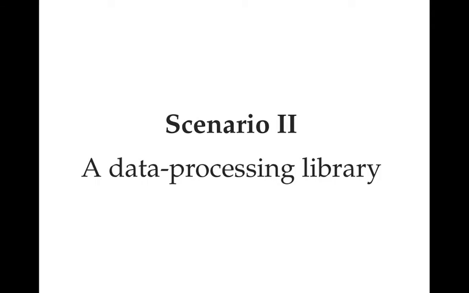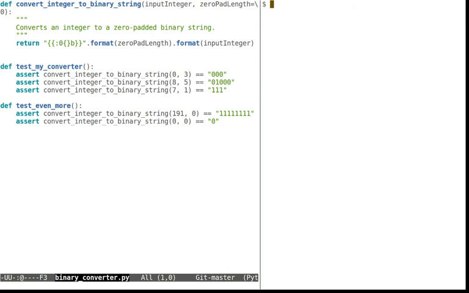So this is going to be a very simple example that takes an integer and converts it into a binary. We have 3 functions here. We have our convert integer to binary function that takes an integer and converts it into a binary string. And it also zero pads the returned string.